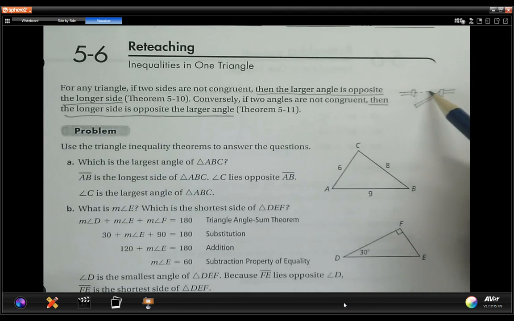Okay, so I want to just kind of draw this out. Just bear with me for a minute. You'll kind of see what's happening. So you notice my angle here is kind of small, right here, right? And you also notice that my side here is kind of small.